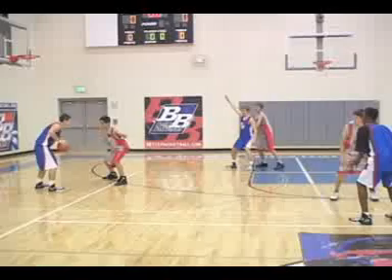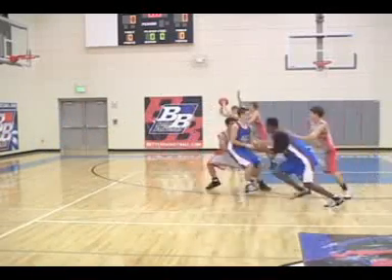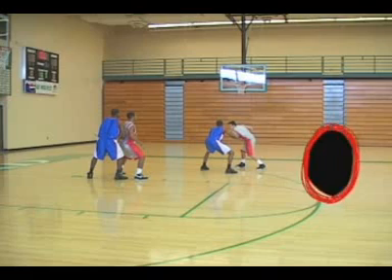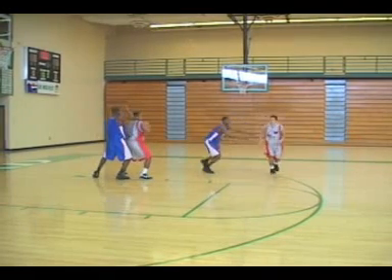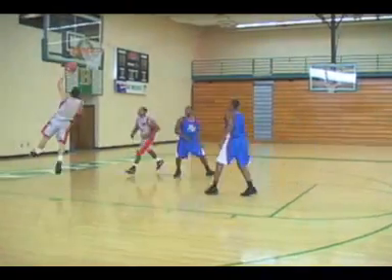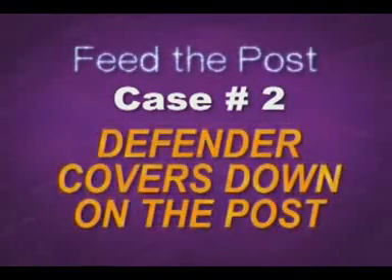If the defense has become wise to your basket cuts, then screen for a teammate up top and cut down the lane after you screen. If no one's up top, then just fake setting the screen and, with a change of speed and angle, make your basket cut. Case number 2, the defender covers down on the post.